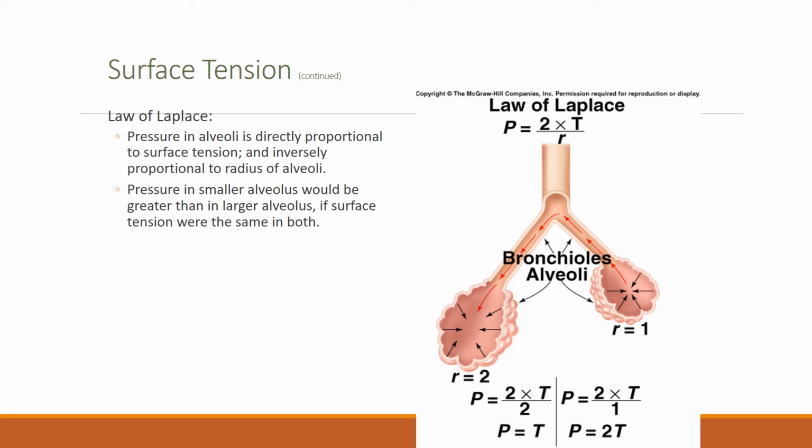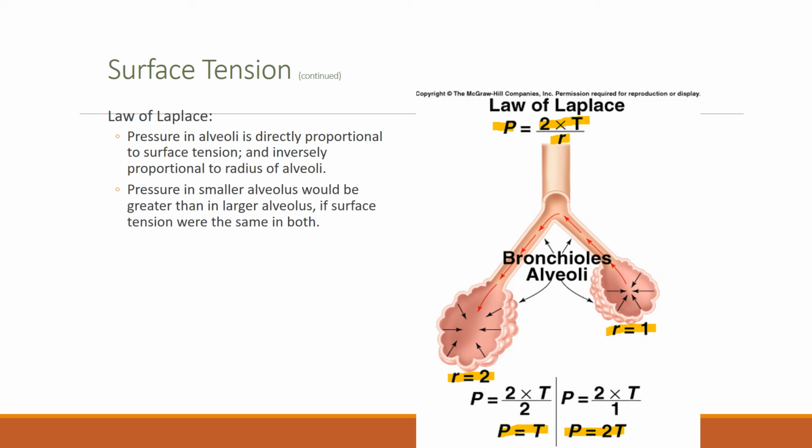So with surface tension, there is this law of Laplace that states that the pressure in the alveoli is directly proportional to the surface tension and inversely proportional to the radius of the alveoli. So in this equation, pressure is going to be 2 times the surface tension divided by the radius. So this law would state that a smaller alveolus would have a higher pressure as compared to an alveolus of a larger size.